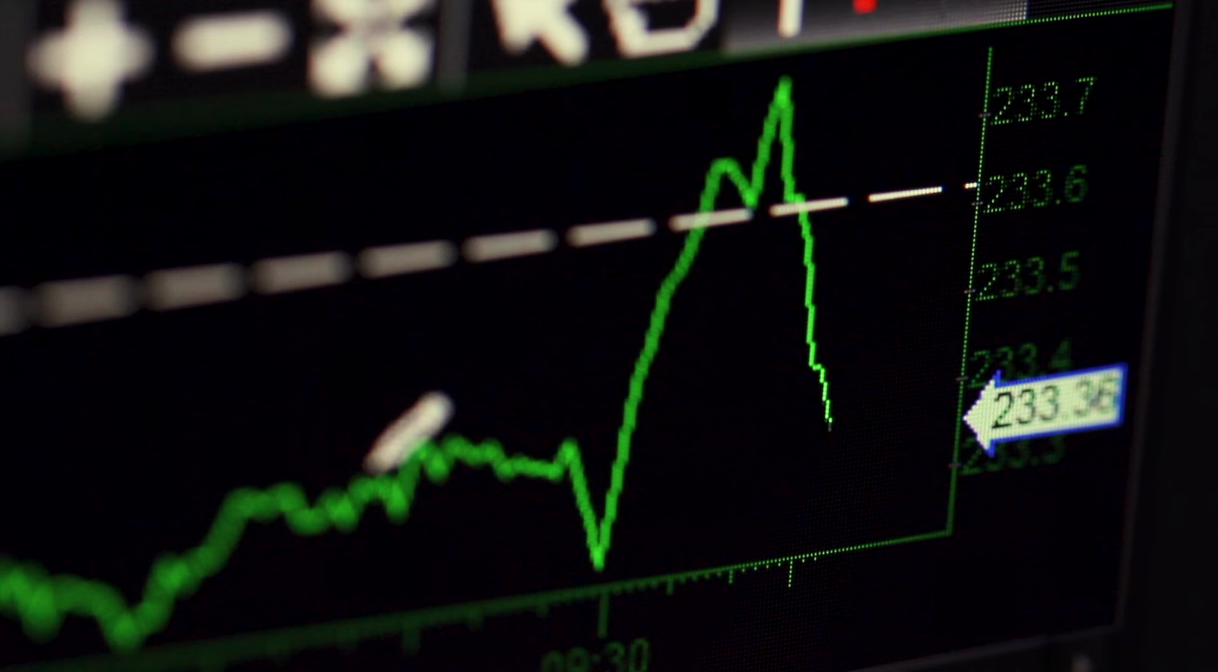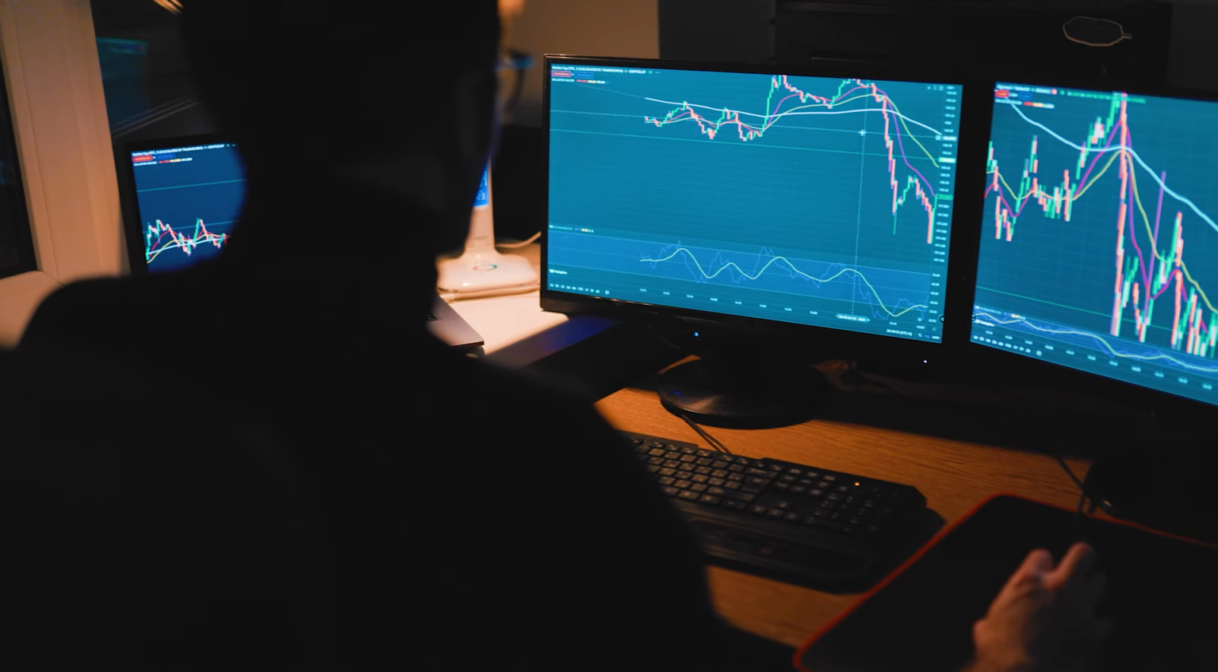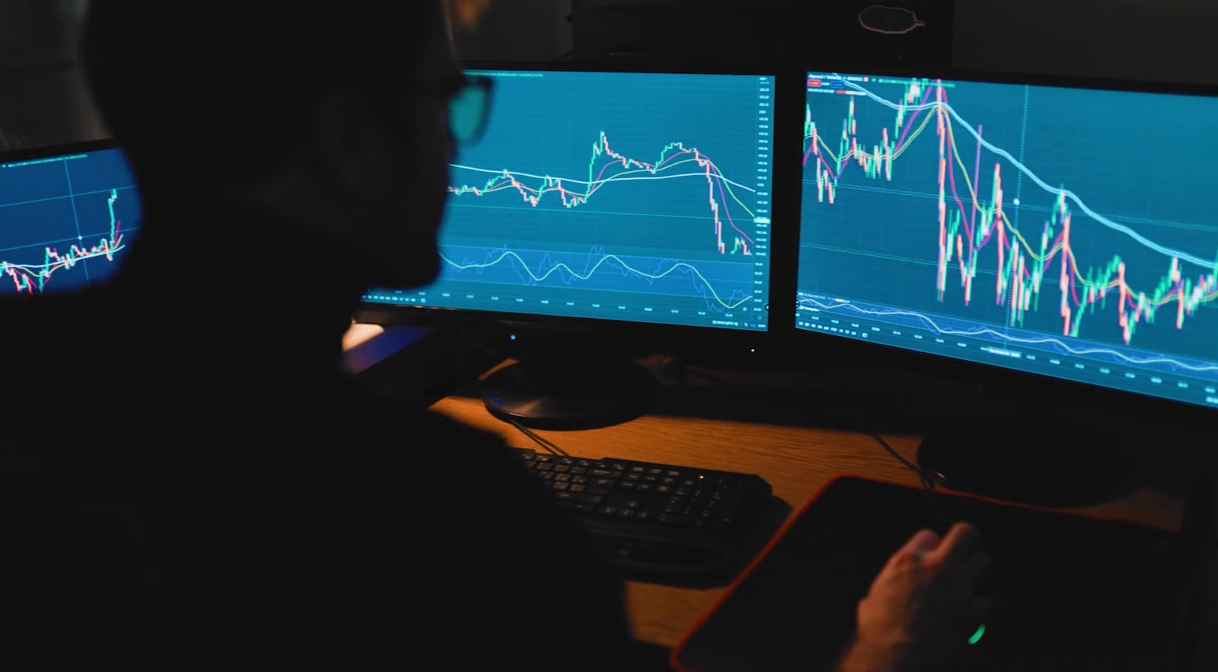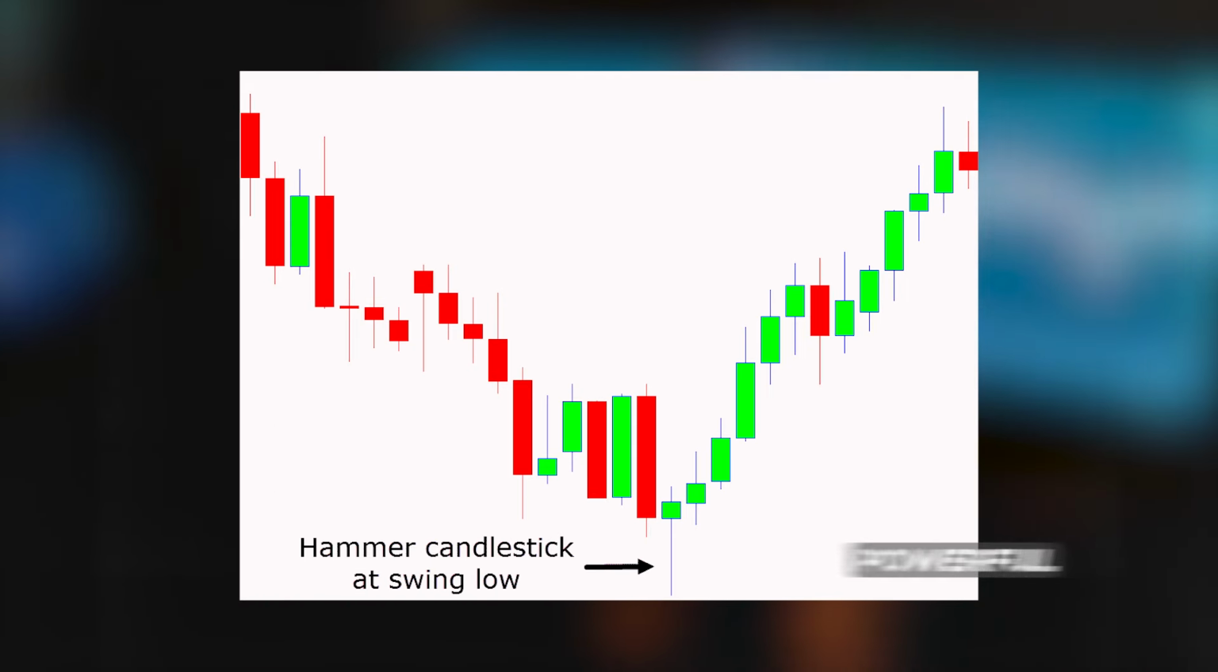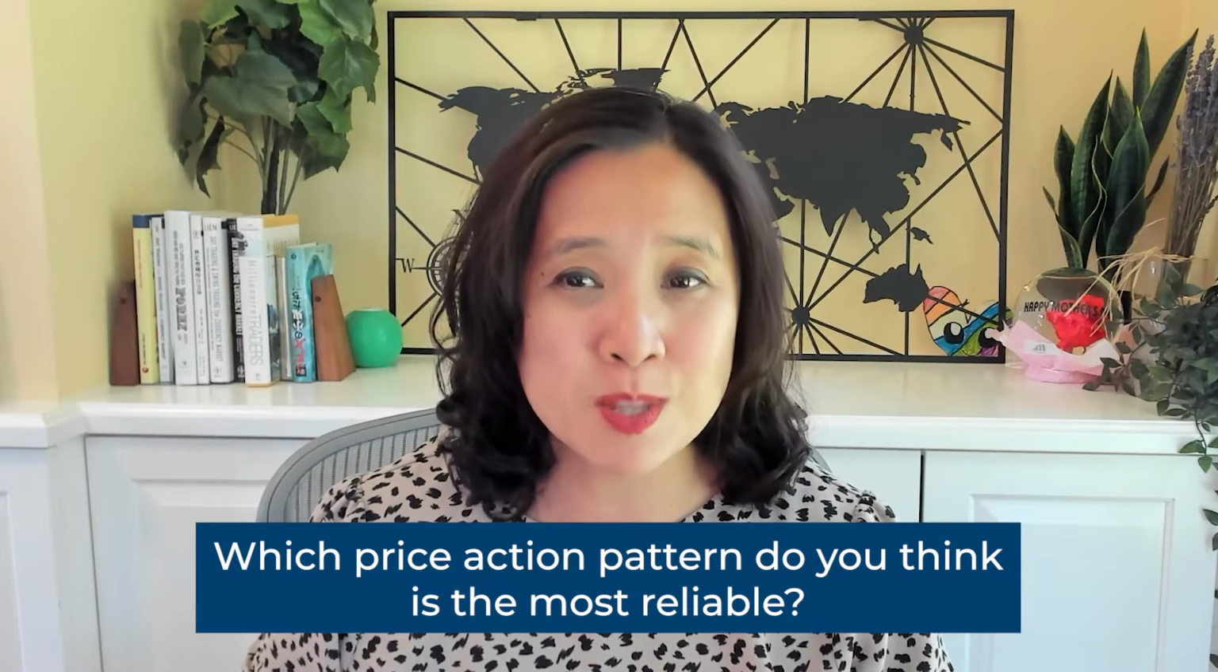So I hope you can see that you don't always need to add technical indicators to your charts, but what many traders do is they incorporate these price action principles and setups into their everyday trading strategy. If you see a hammer at a swing low, for example, that could be a very powerful signal for a turn. Which price action pattern do you think is the most reliable?